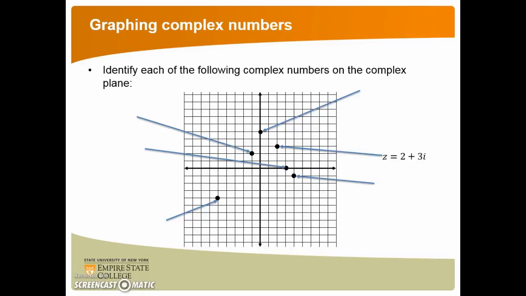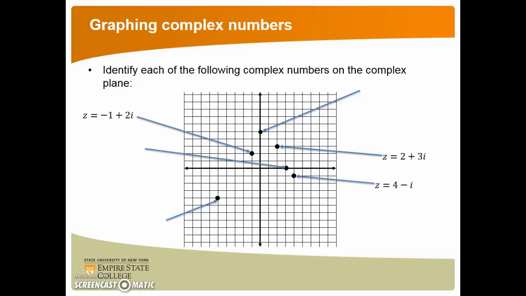Our point is 2 spaces to the right and 3 up from the origin. So we have the complex number z equals 2 plus 3i. This point is 1 space to the left of and 2 up from the origin. Therefore, we have the complex number z equals -1 plus 2i.